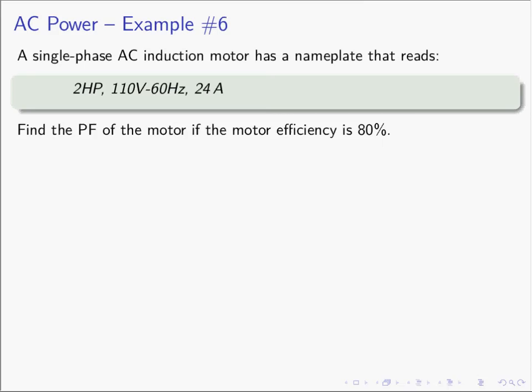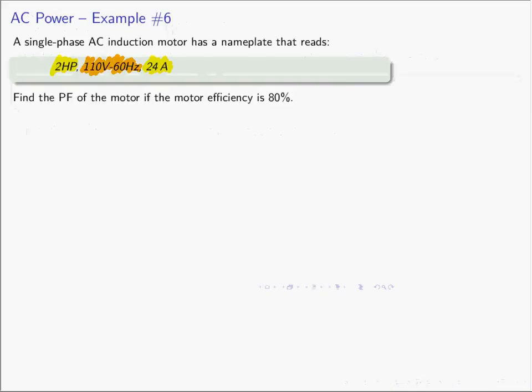Okay, now we're really ready to solve a real problem, something you may run across at a job. You have a single phase AC induction motor, and the nameplate, a little plate stamped on the side with some numbers on it, says that this motor is 2 horsepower, 110 volts, 60 hertz, and a 24 amp motor. The question is, what is the power factor of this motor if the motor has an efficiency of 80%?